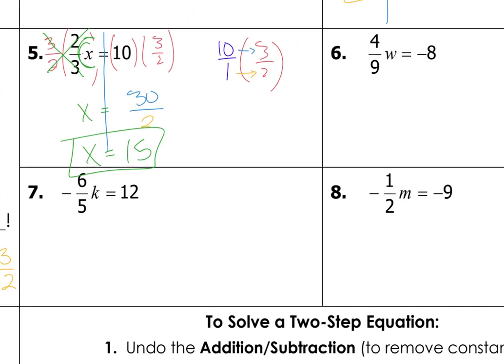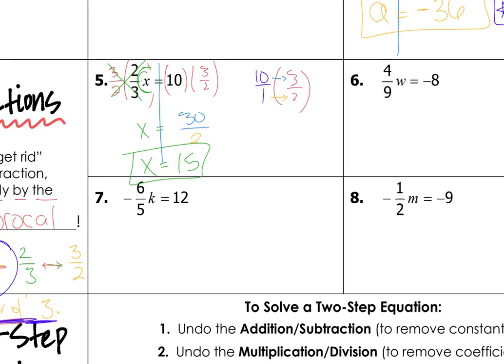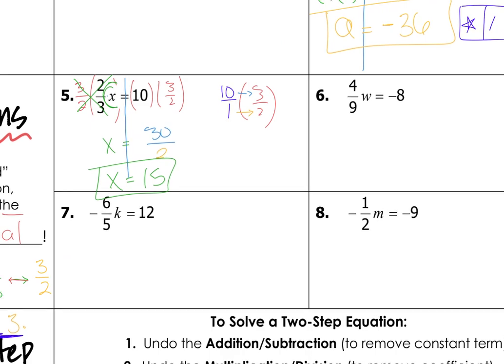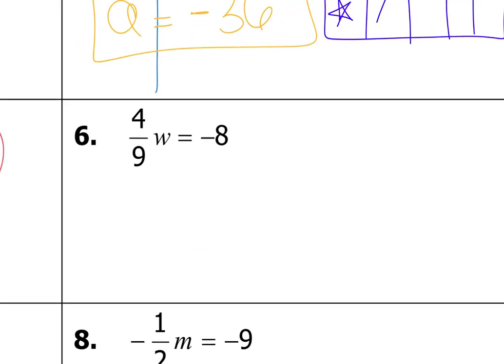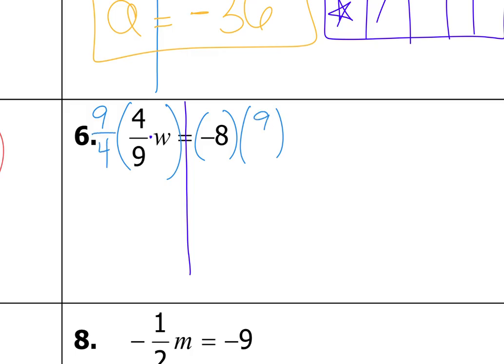I think I did number 7 for a lot of people. Maybe, you know what? I think I'd like to do 6 instead. Let's do 6. So we are multiplying. Okay, well, that means we should divide. Or wait a second, it's a fraction. Let's multiply by the reciprocal. Okay, so 9 and 4 cancel, leaving us with w.